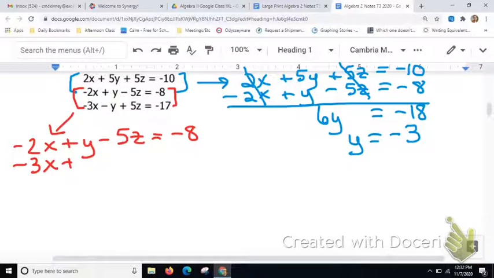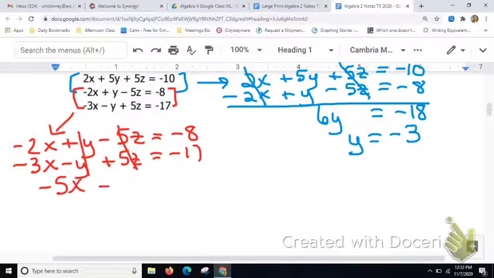Oops, except that's not a plus. Minus y plus 5z is negative 17. So when I put those two together, the z's cancel, the y's cancel. We have negative 5x is equal to negative 25. When we divide by negative 5, we get x is 5.